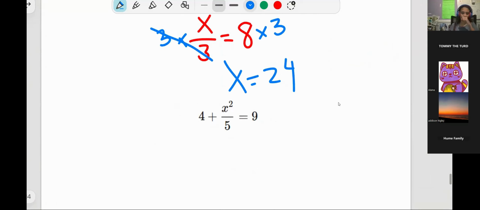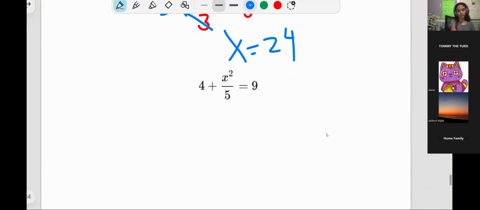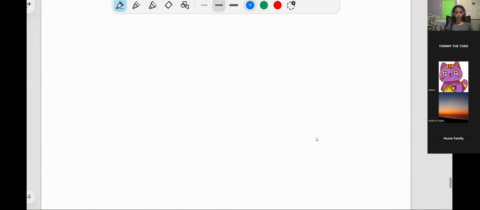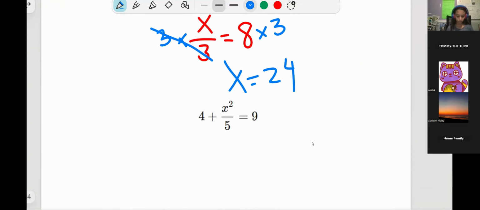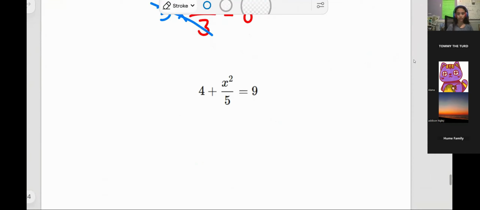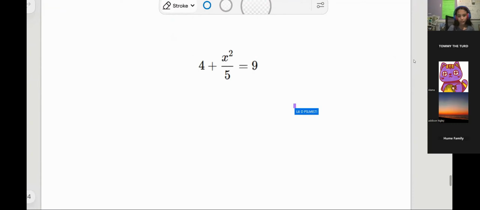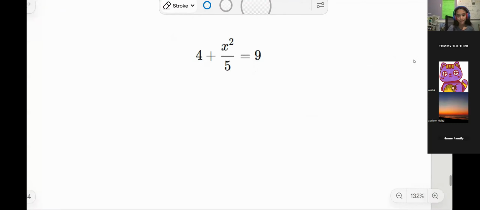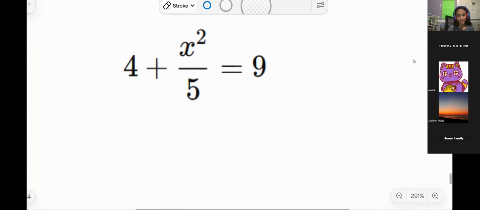So yeah, I wanted to show y'all that before I showed you this one. This is a fraction, but there's also an exponent in here. Let me erase this. There we go. Why can't I zoom? There we go. All right, so this one has an exponent being divided by 5, and it has a plus 4.